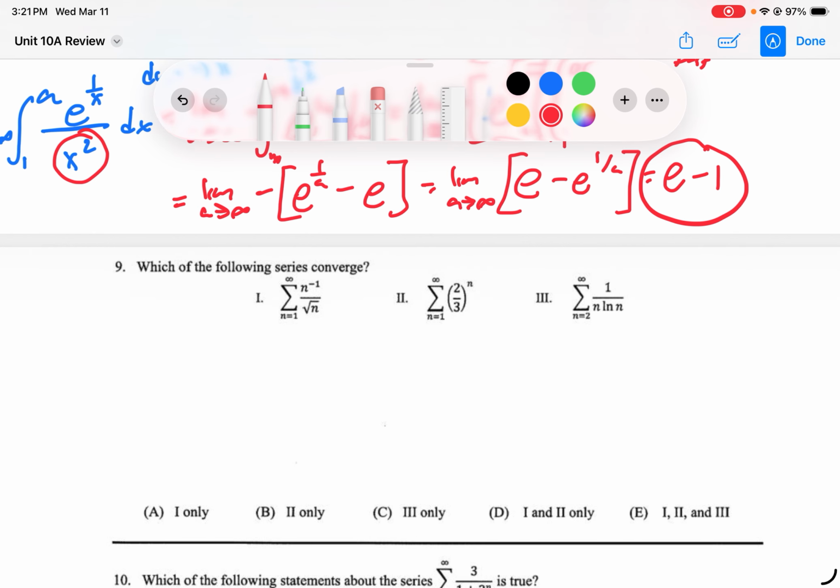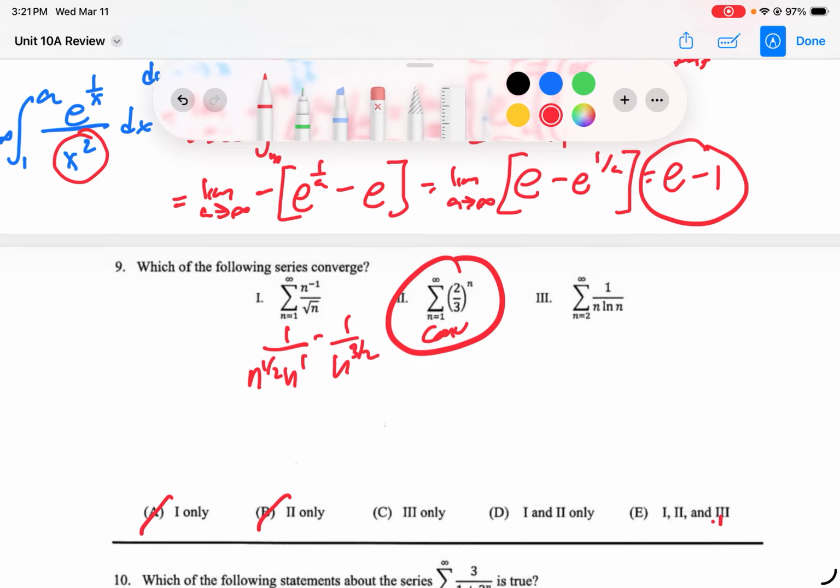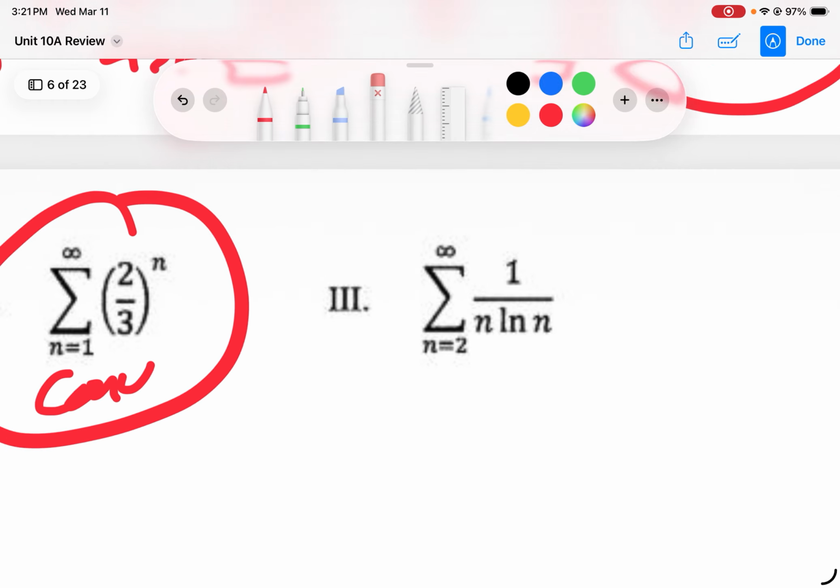Let's see, which of the following series converge? All right, this one converges. That's a geometric series with r number less than 1. That one converges. This would be 1 over n to the 1/2 times n to the 1, which is 1 over n to the 3 over 2. That converges, converging p-series. As long as that p is bigger than 1, it converges. So it's not 1 only, it's not 2 only, it's not 3 only. It's not 1, it could be D or E. So we need to do this one.